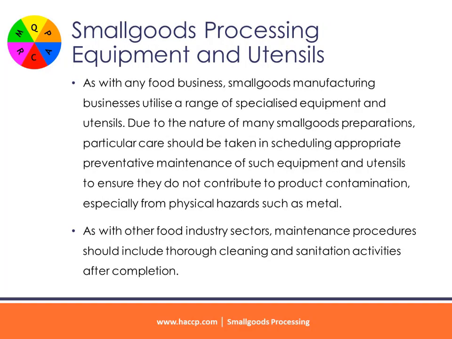Small goods processing equipment and utensils. As with any food business, small goods manufacturing businesses utilize a range of specialized equipment and utensils. Due to the nature of many small goods preparations, particular care should be taken in scheduling appropriate preventative maintenance of such equipment and utensils to ensure they do not contribute to product contamination, especially from physical hazards such as metal. As with other food industry sectors, maintenance procedures should include thorough cleaning and sanitation activities after completion.